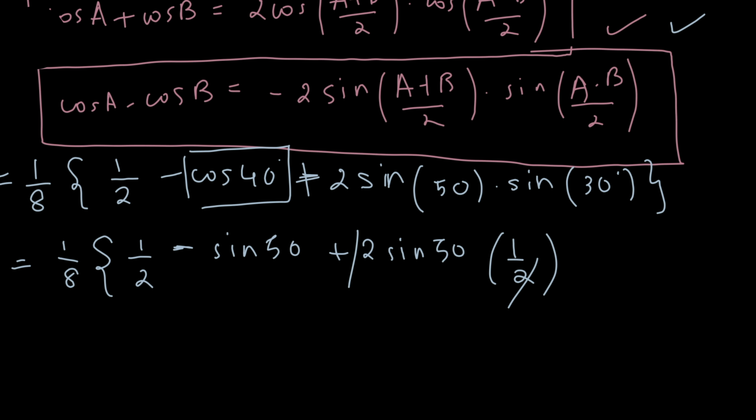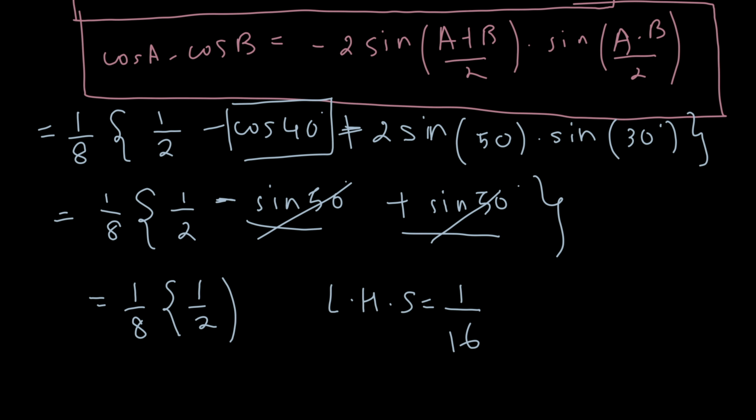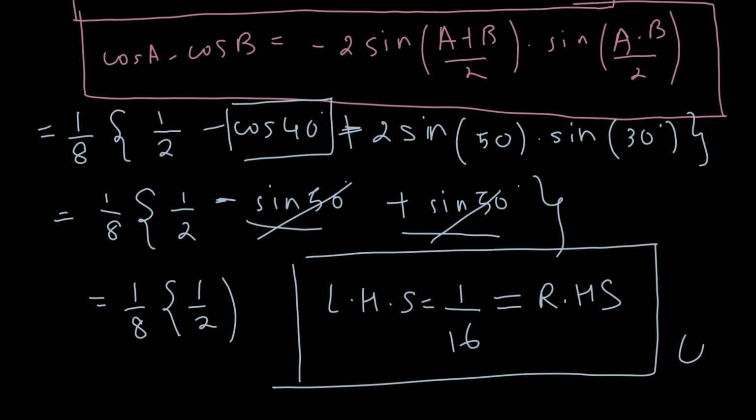So this 2 and this 2 can be cancelled out. So what simply remains over here is sine of 50 degrees, bracket close. Now negative sine 50 and positive sine 50 can be cancelled out. So what finally remains is 1 upon 8 multiplied with 1 upon 2, and this thing is going to be 1 upon 16. And recall that we were simplifying LHS, that is the left hand side, and we have got its value as 1 upon 16, and that is equal to the right hand side that we need to prove. Hence we have proved this particular equation.